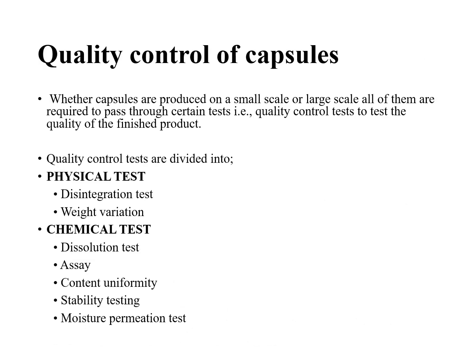Quality control of capsules. Whether capsules are produced on a small scale or large scale, all of them are required to be passed through certain tests, that is, quality control tests. Some of the quality control tests for capsules are physical tests, which involve disintegration test and weight variation test, and chemical tests, which involve dissolution test, assay, content uniformity, stability testing, and moisture permeation test.